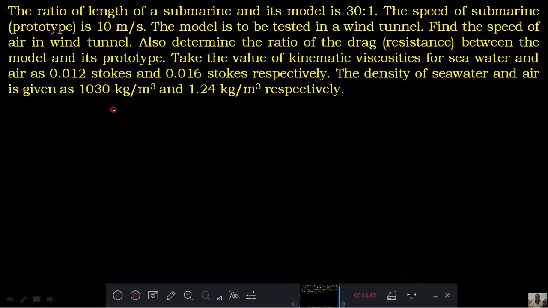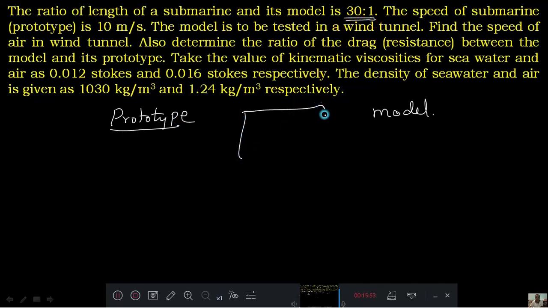Now you understood this is a prototype, and this is a model. Now come again. See here, 30:1 is directly given, that I will write in the middle box because that is included in both. The length of the prototype to the length of the model is 30 by 1, equal to 30. What is this 30? This is your LR, the length ratio.